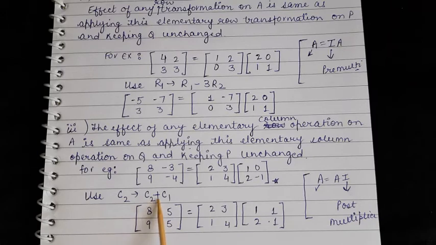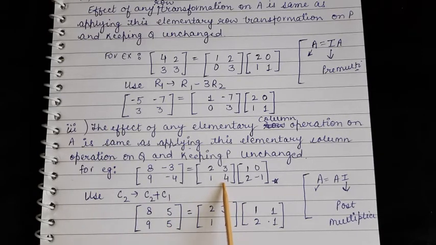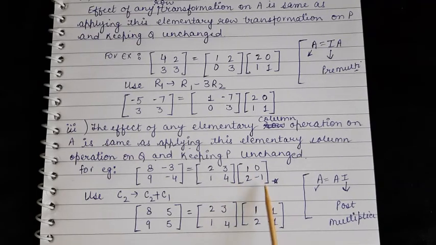So we have to use our elementary operation C2 tends to C2 plus C1. So we will apply it here. C1 will remain as it is. C2 will be C2 plus C1. So minus 3 plus 8 is 5 and minus 4 plus 9 is 5. But this time our P will remain unchanged. So P will be written as it is and we will apply it here. 1, 2 will remain 1, 2. And C2 will be changed to C2 plus C1. So 0 plus 1 is 1 and minus 1 plus 2 is 1.